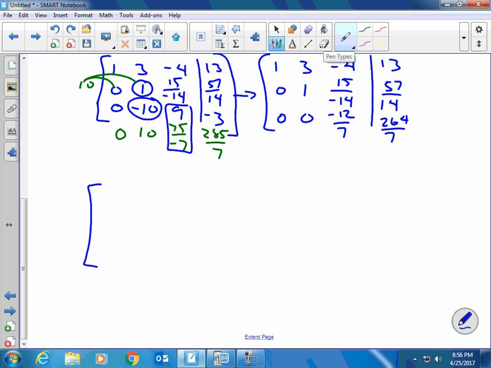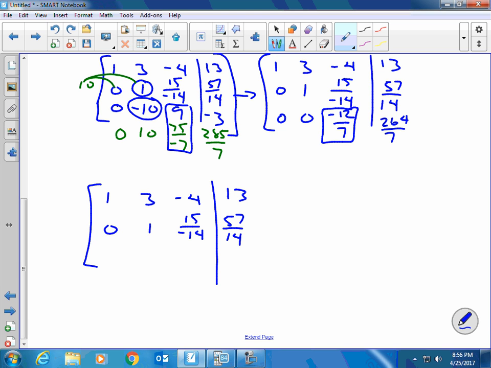Rewrite the first row. I'll spread it out a little bit so we have some room. Rewrite the second row. Right? So I'm not going to do anything with that right now. And I need to make the coefficient in this spot, the negative 12 over 7, I need to make that a 1. How do I make that a 1?